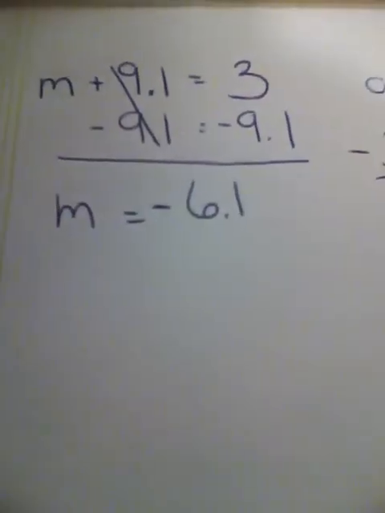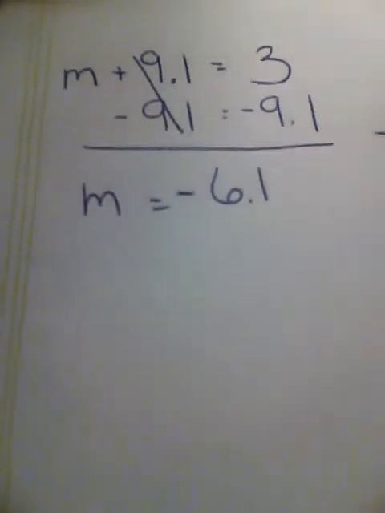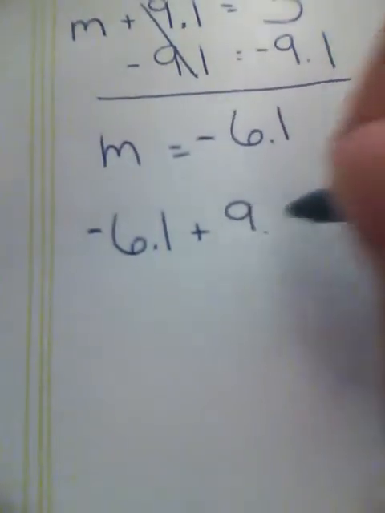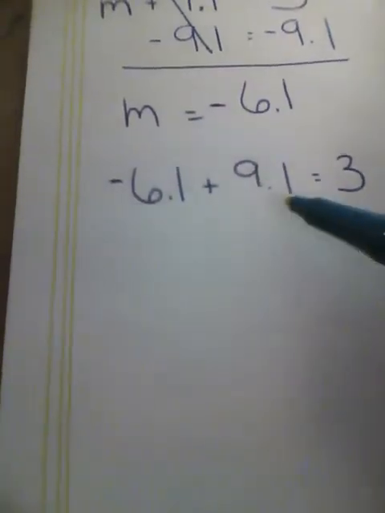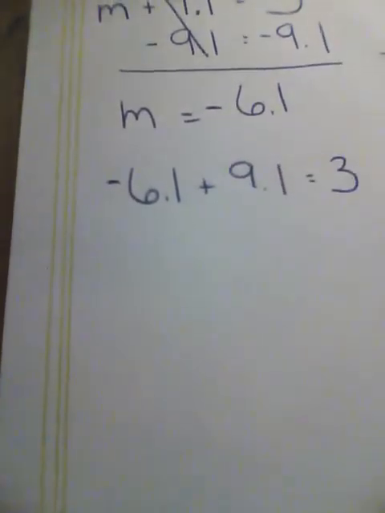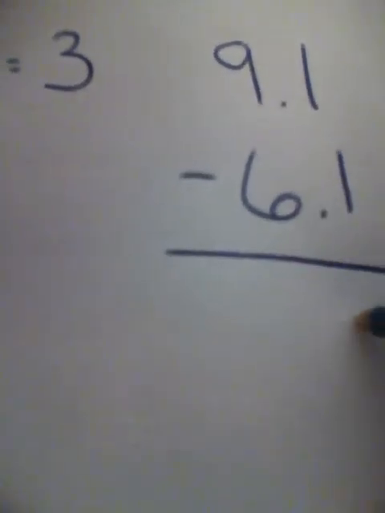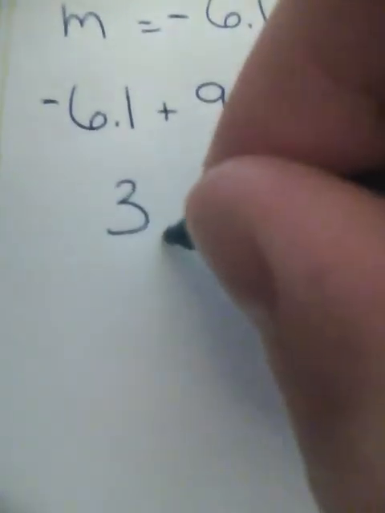If I want to plug that answer back into my equation to check, I now substitute. So now it's really negative 6 1/10 plus 9 1/10 is equal to 3. I have a negative plus a positive, so instead of really adding those, I know I subtract them. I'll come back over here to my little work side. I have 9 1/10 minus 6 1/10, and I have 0. 9 minus 6 is 3, so this one gives me 3.0.